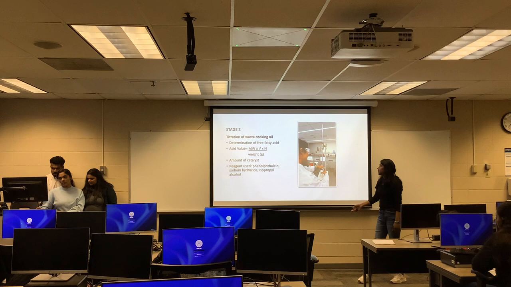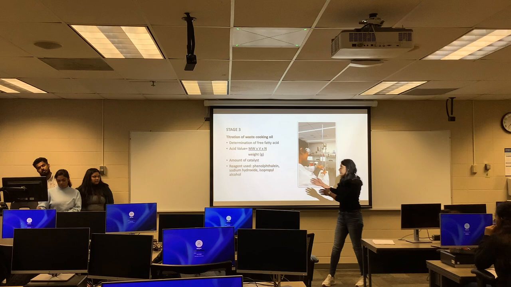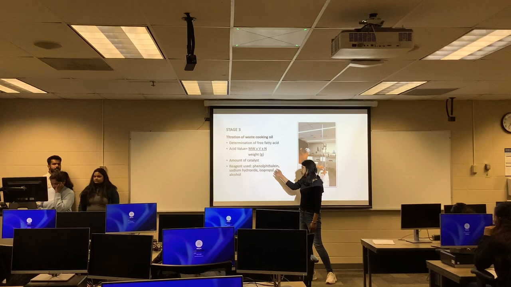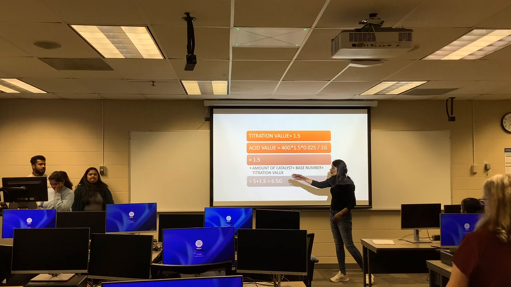The next stage is the main stage of the entire process, because the result we get from this stage determines the results in the other stages. What we did is mainly titration of the waste cooking oil, and from this titration we determined the acid value and the amount of catalyst. Some of the reagents we used were phenolphthalein, sodium hydroxide, and isopropyl alcohol. From the acid value we calculated the amount of catalyst, which is 6.5 grams.